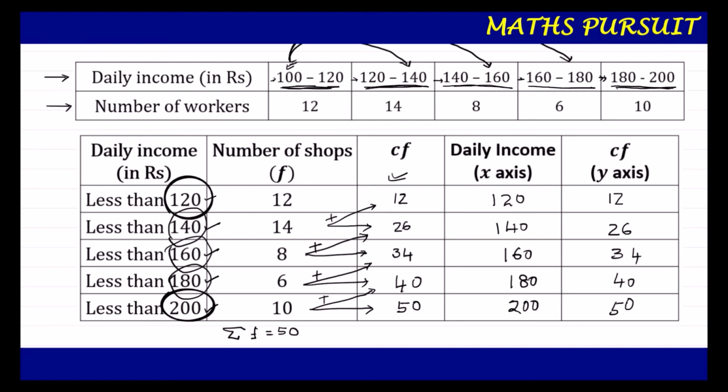And this graph we are going to name as a less than OGIF graph or less than OGIF curve distribution. So let's see how the graph will look like.